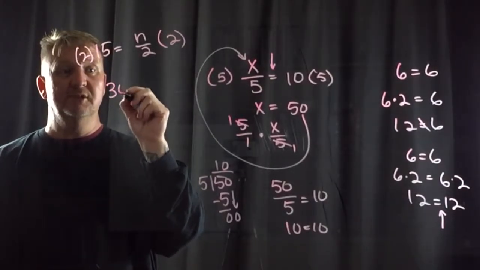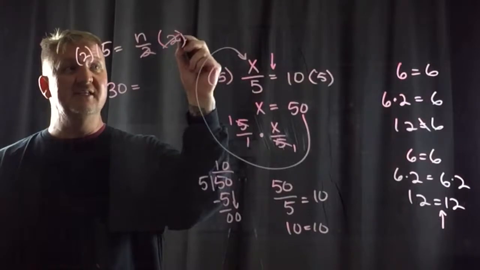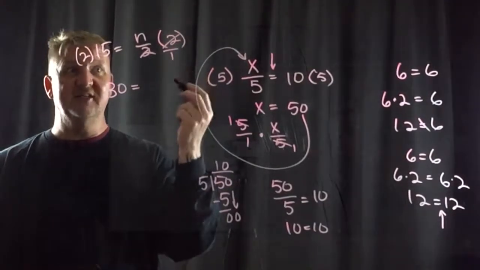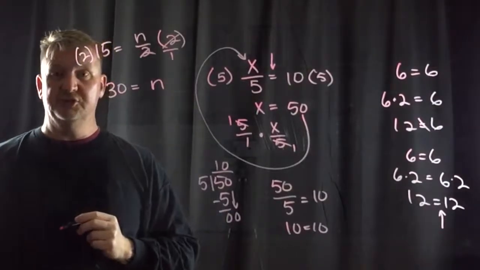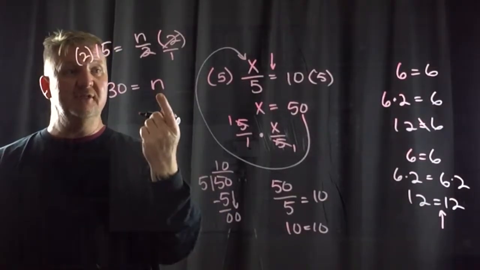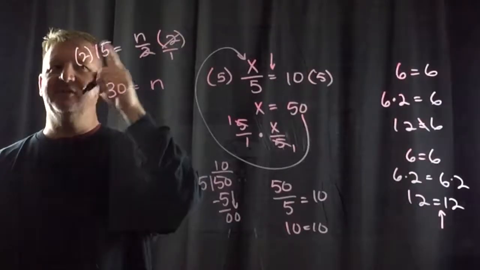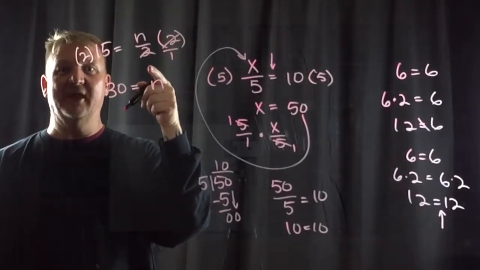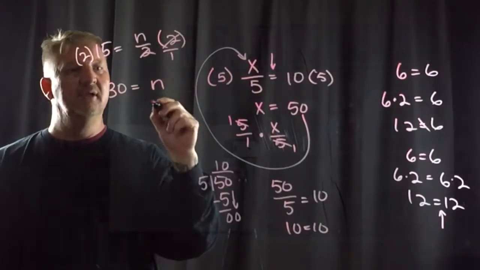15 times 2 is 30. These two cancel out because this is essentially 2 over 1. All right, that leaves me n over 1, which is just n. So 30 equals n. Notice that the 15 was on this side and the variable was on this side. It could happen that way, okay? Don't let that confuse you.